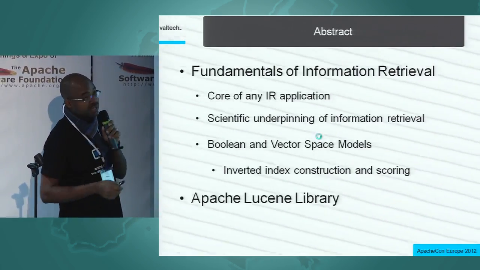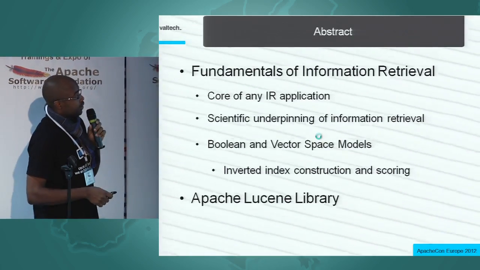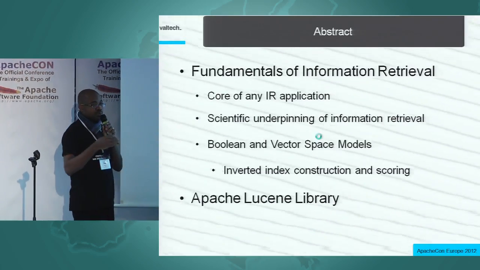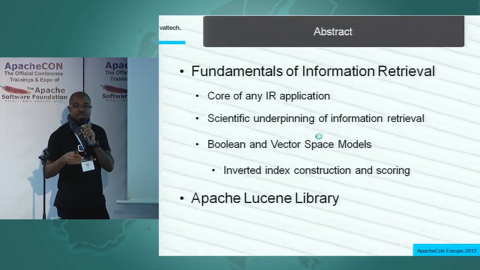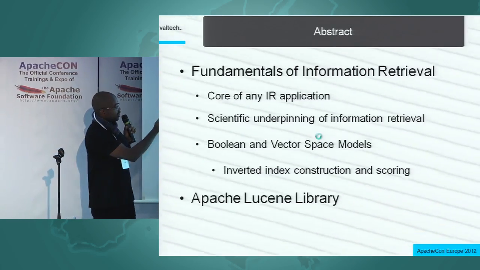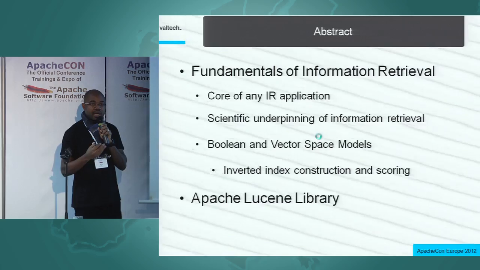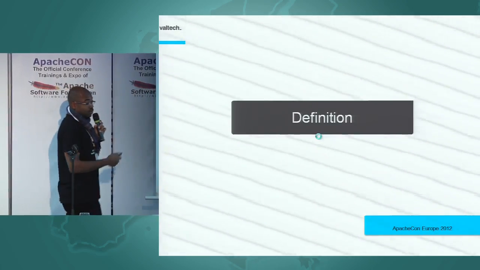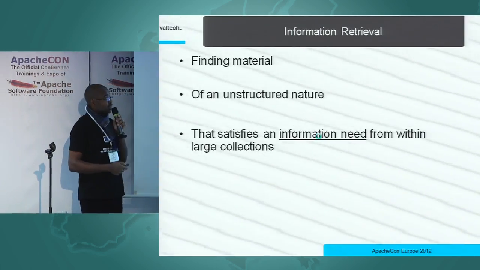That is the core of any AI application. And we are going to go deep into the Boolean and vector space models. That is the principal model used by the Apache Lucene library. So we'll see how inverted indexes are constructed and how documents are scored. But first of all, we have to define what is information retrieval.